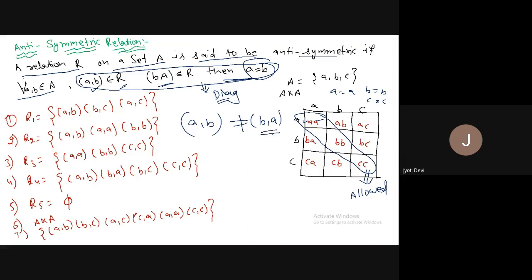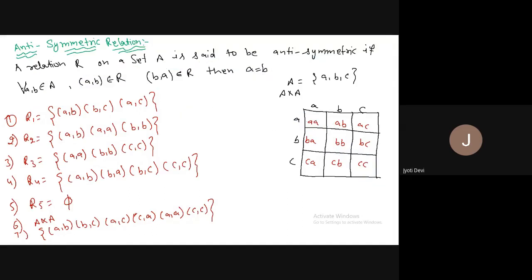What do we have to find in the relation? If AB is present, in that case BA should not be present. That is the basic idea. Okay, so let's take the example of the first one. A comma B, B comma C, and A comma C. AB is present. If AB is present, our next task is to search out BA. Is BA present in this relation? No, BA is not present.